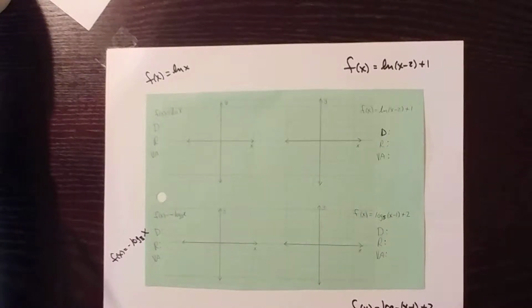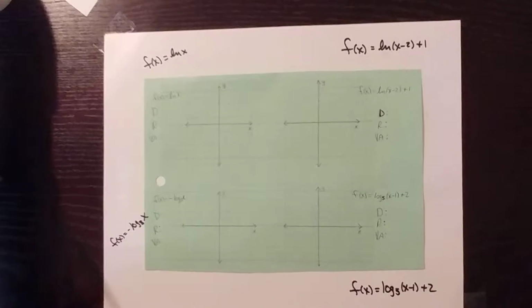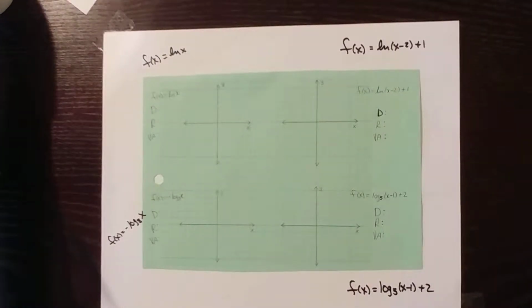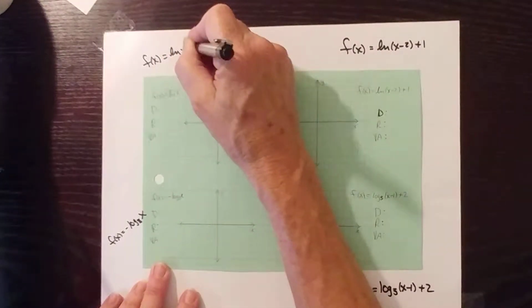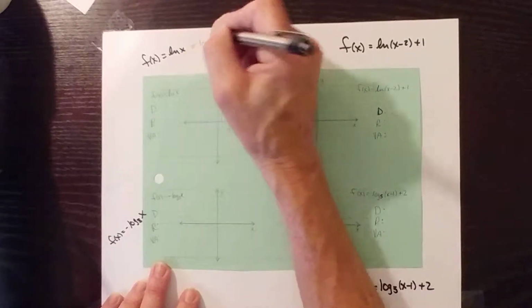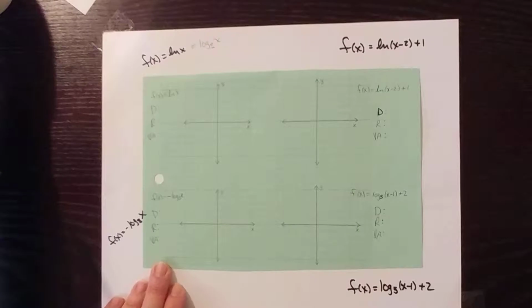Alright, this video is about graphing logarithmic functions. If we start with the first one, f of x is equal to the natural log of x, we have to recall that ln of x means log base e of x, and e is 2.7 something. It's a number bigger than 1.